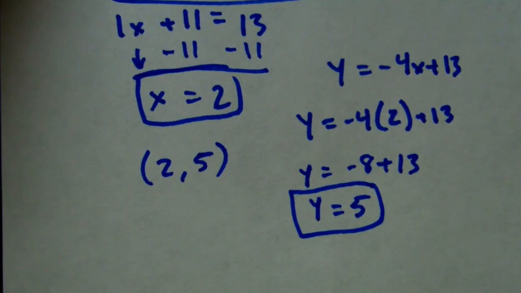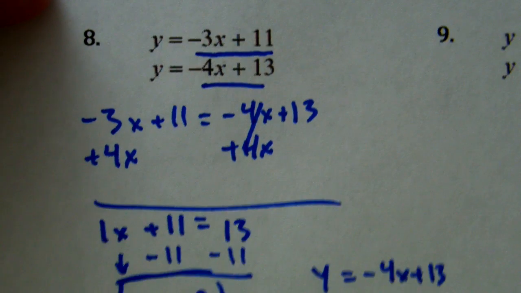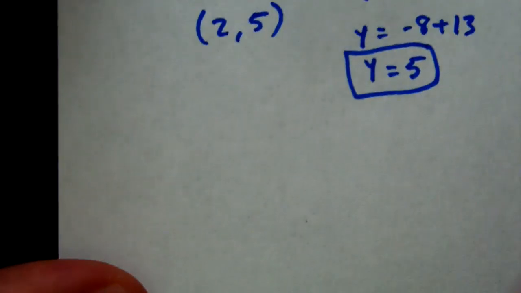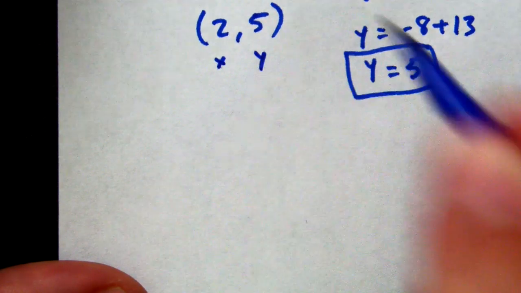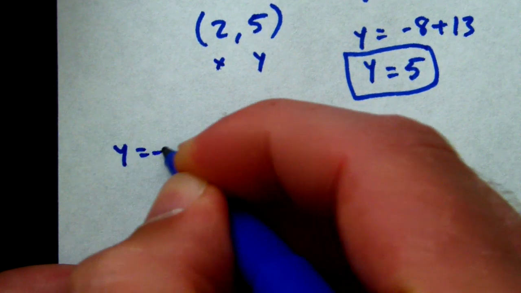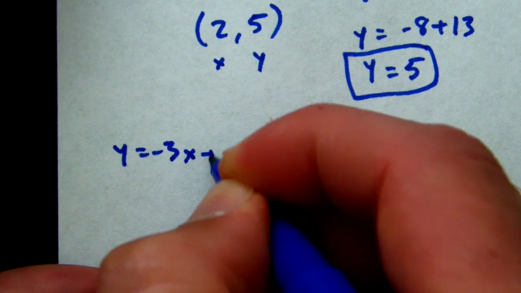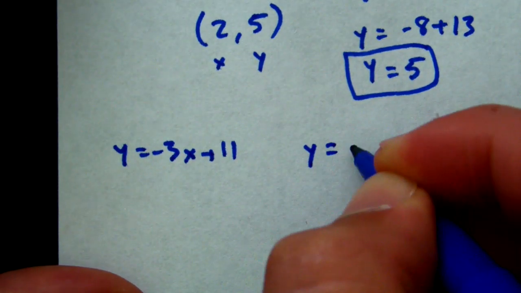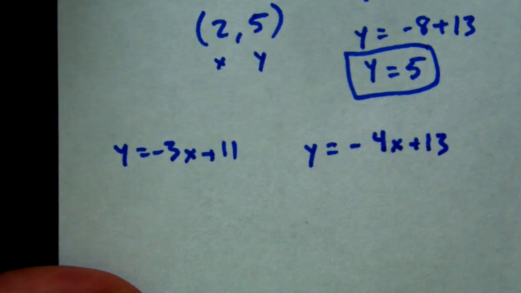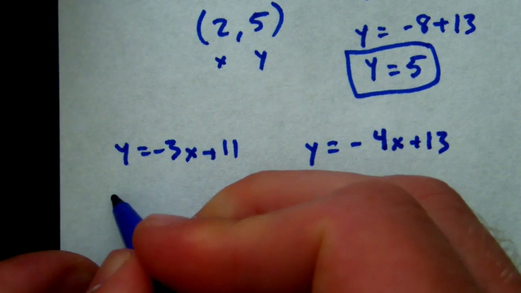But what we want to do is we want to double check our answer. So we're going to plug it back into our original equations. So I'm going to plug in my x and I'm going to plug in my y right here. x, y, just like that. So I have y equals negative 3x plus 11 and y equals negative 4x plus 13, just like that. So I'm going to plug in my y.